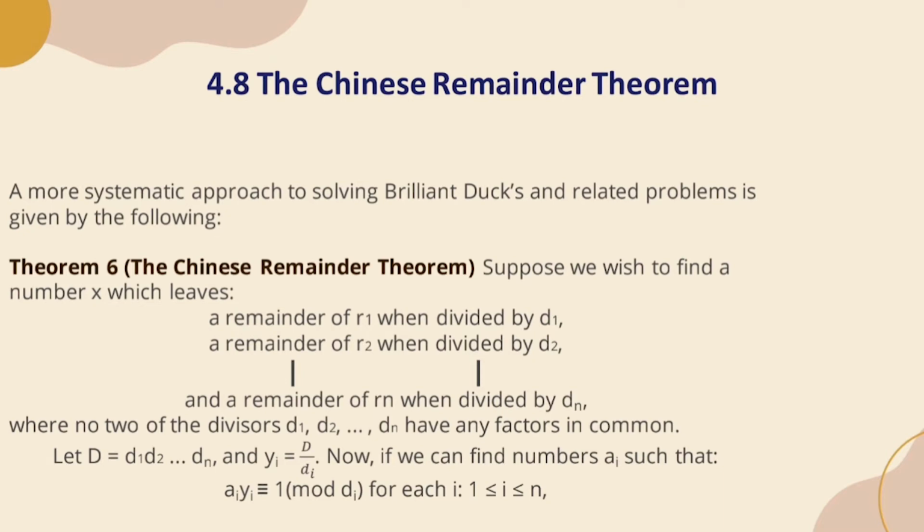where no two of the divisors D1, D2, until Dn have any factors in common. Let D equal D1 times D2 until Dn, and yi equal D over di. Now, if we can find numbers ai such that ai yi is congruent to 1 mod di for each i, where 1 is smaller than or equal to i, smaller than or equal to n.